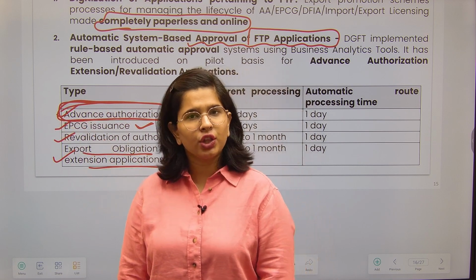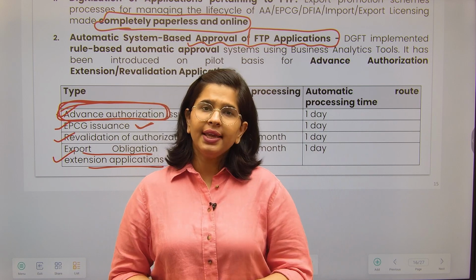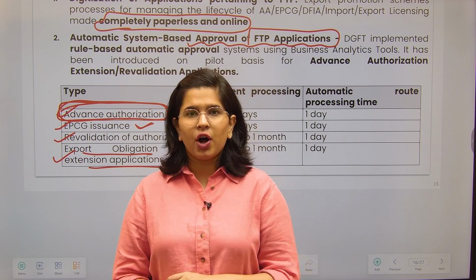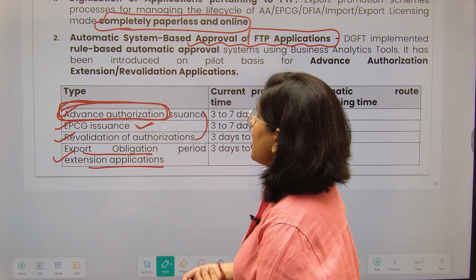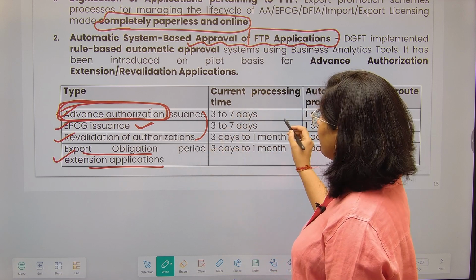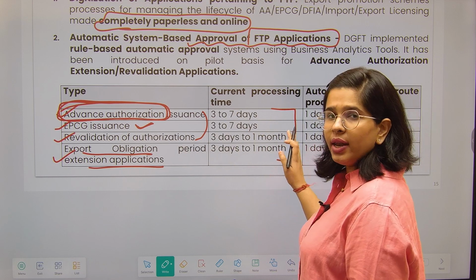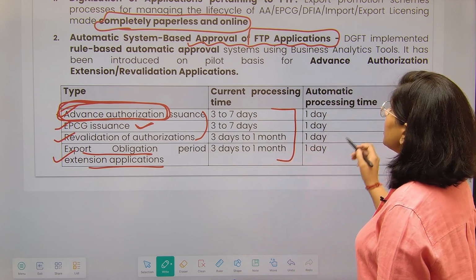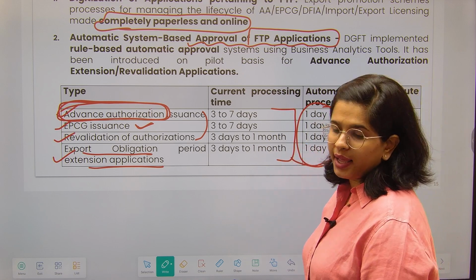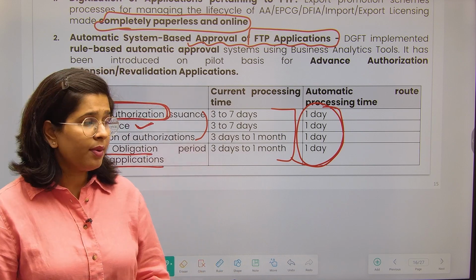They take advance authorization from us, and in order to export, freely import the inputs without any burden of duty. So this is called the advance authorization. And if you have to revalidate your authorizations, then these are the current processing times, ranging from 3 days to 1 month. So now under automatic processing, they will be conducted within a day, and this is the change that has been brought.